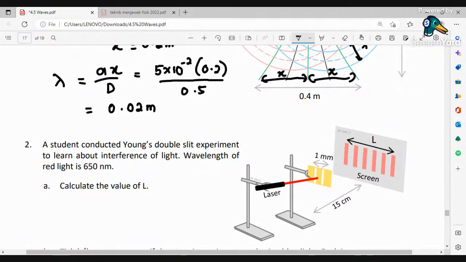Okay, for number 2, we have separation between two slits, 1 millimeter. Between two bright fringes, x. So we have how many x? 1, 2, 3, 4, 5. L equals to 5x. Means you need to find x first. This is d. Okay, formula: x equals d lambda over a.